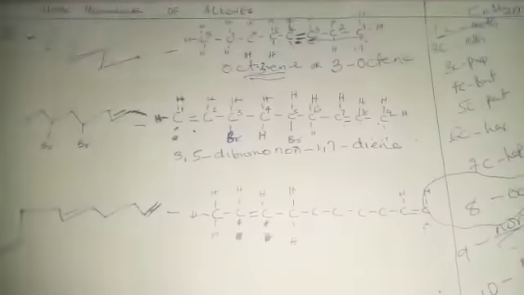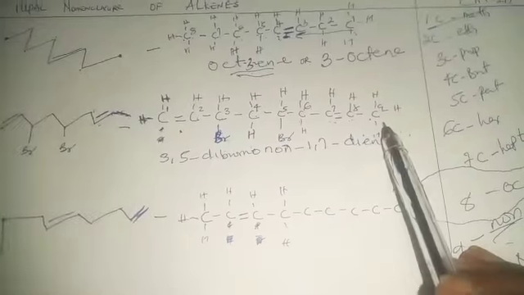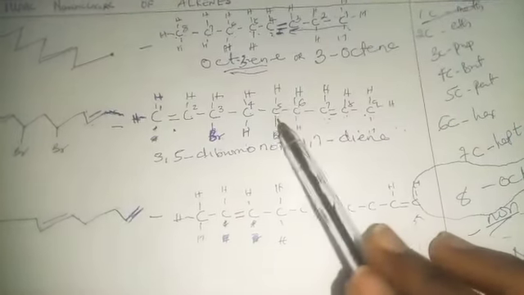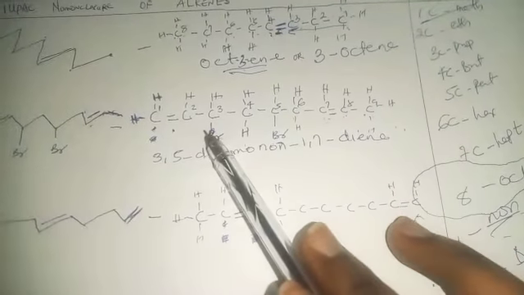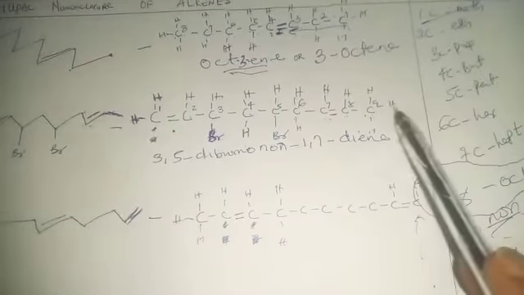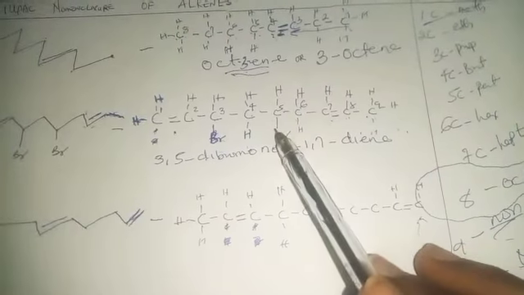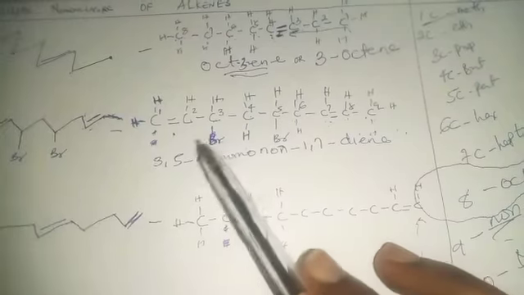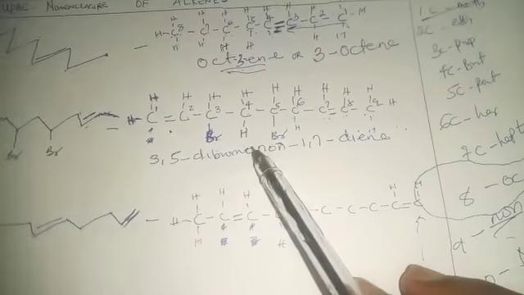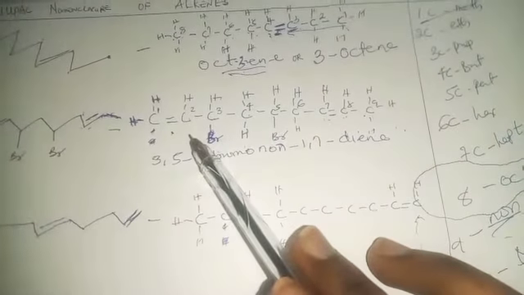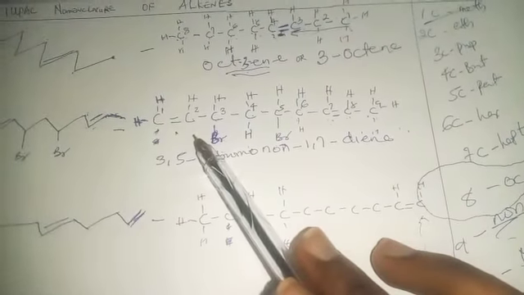Notice if you count from here, you have 1, 2, 3, 4, 5, 6. If you count from here, you have 1, 2, 3, 4, 5. You would have 5,7-dibromo non-2,7-diene, which is wrong because the substituents here have high numbers, which is wrong.